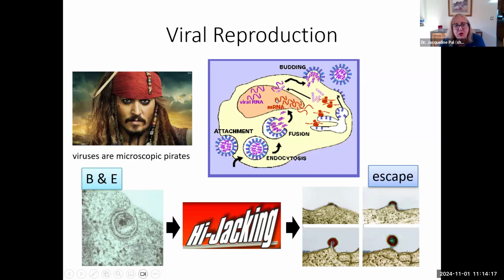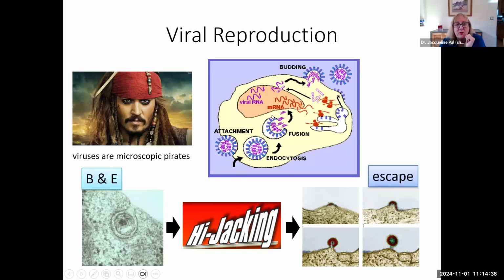We're going to have transcription. We're going to make messenger RNA. We're going to leave the host cell's nucleus. We're going to come over here. We're going to have translation. Now we're going to be making a bunch of viral RNA.